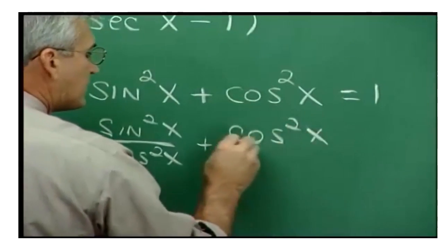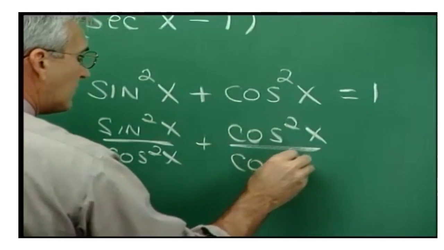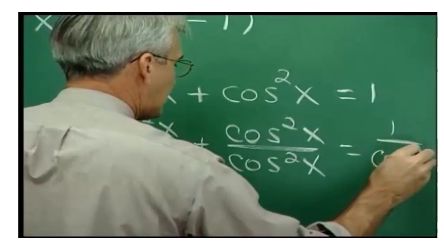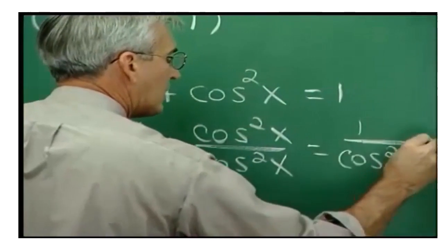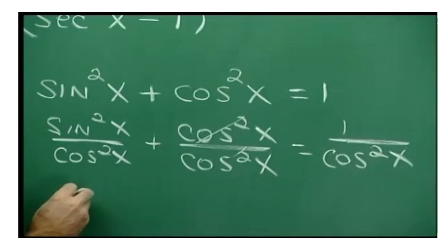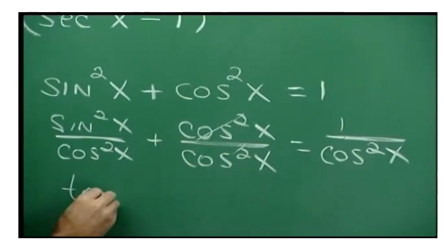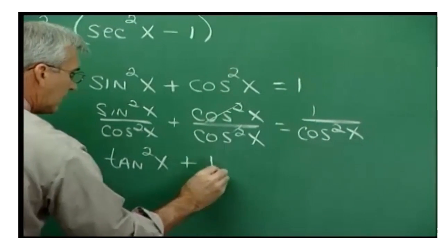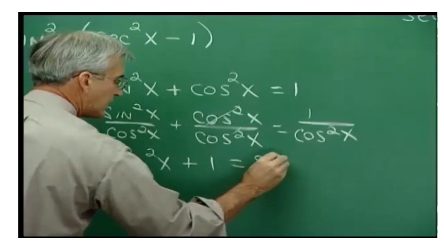Now a lot of times you'll find yourself doing this mentally. You don't really have to write it down. You can probably see through it in a lot of cases. But at any rate, we get this, and that of course goes out to give 1. And this is tangent squared x, and this is 1, and this is secant squared.